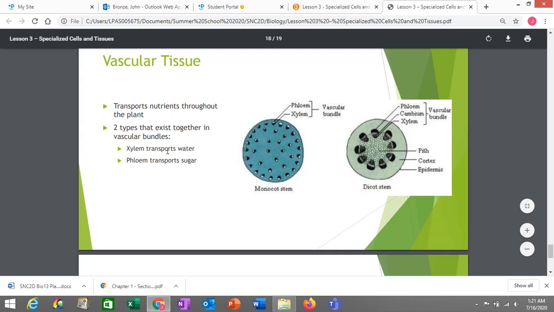Both of these are considered vascular tissue, and they exist in vascular bundles. If you look at these circular regions here, they're all vascular bundles that contain some xylem and some phloem. We're not going to worry about monocot and dicot just yet.